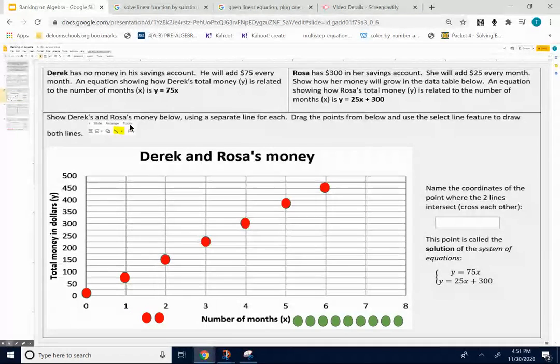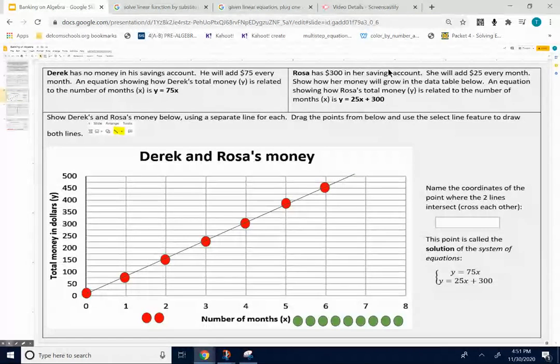I'm going to go ahead and draw a line using my draw line feature. And again, if this was just paper and pencil, we could have drawn the first 2 points and drawn a straight line through, and I know it would have turned out a lot better. Okay, but let's look at Rosa.